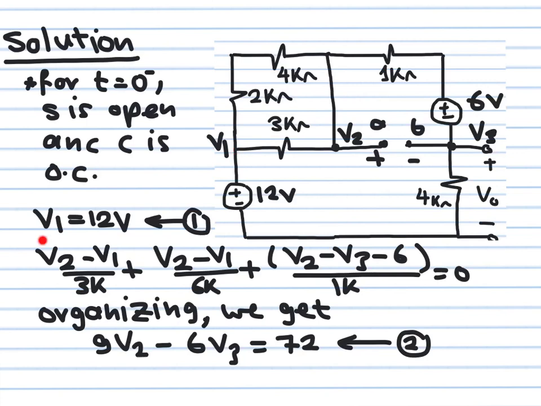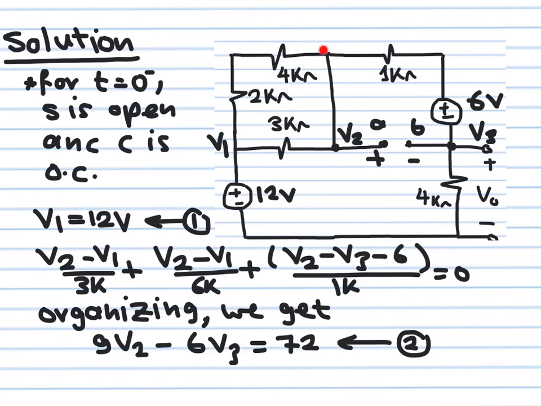So this is the first equation I can get. V1 is equal to 12 volts. Now let's talk about V2. In V2 there is no problem in writing KCL. So the sum of all currents flowing out will be equal to 0.